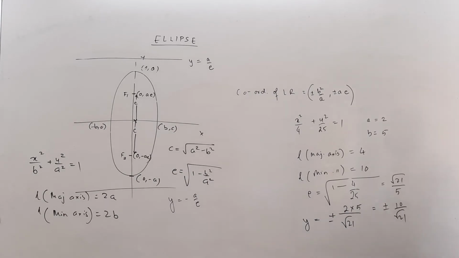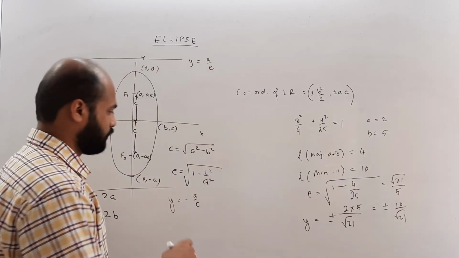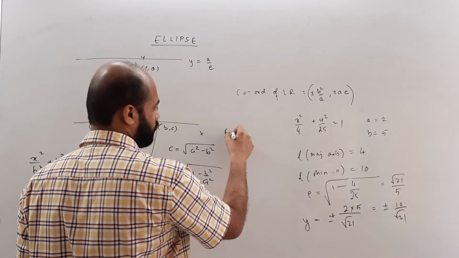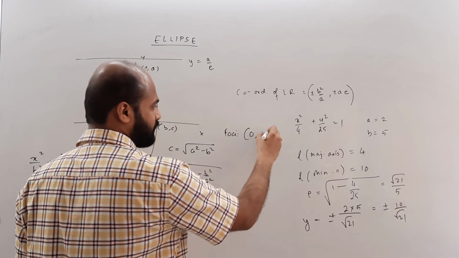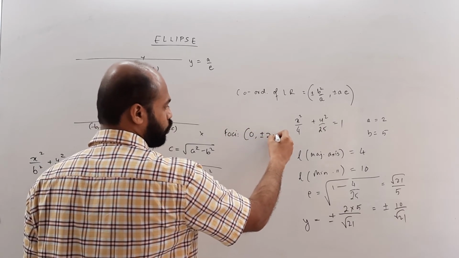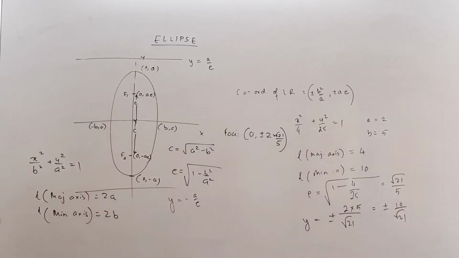Next we have the foci. The foci are going to be 0 comma plus minus be. B is 5 and e is root 21 by 5. So 0 comma plus minus root 21. So these are the details of this particular ellipse. Just that this ellipse is vertical.